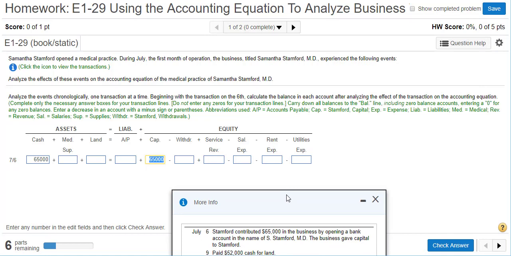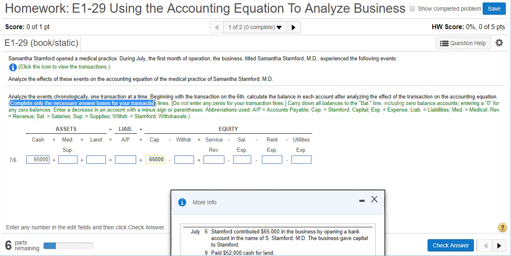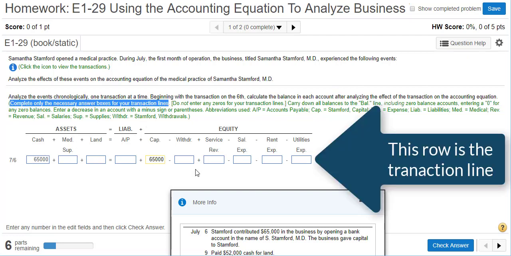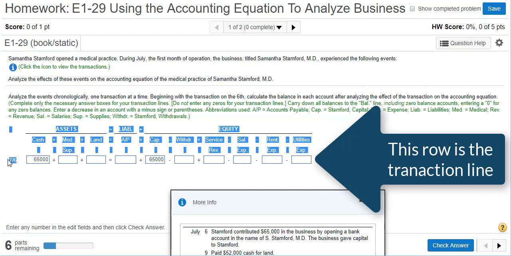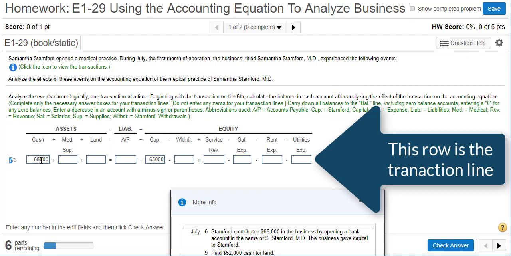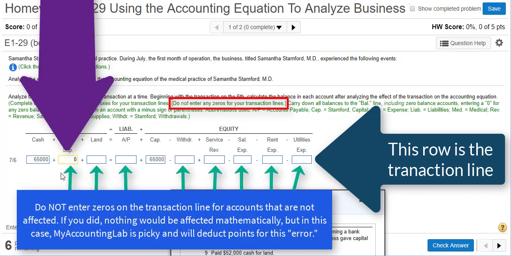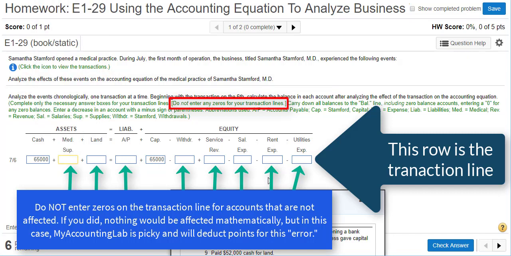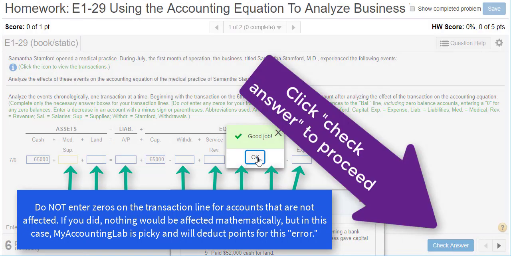Oh, one thing, notice when we read the instructions here, it tells us, complete only the necessary answer boxes for your transaction lines. So this row with a date on it, 7/6, this is the transaction. On the transaction rows, only put in numbers for accounts that were affected. In other words, don't put a 0 in here. If I did, my accounting lab would say I'm wrong, which is kind of lame because it would still balance if I put zeros in all those other ones. So just remember, don't put a 0 in there. Good, so the transaction is correct.